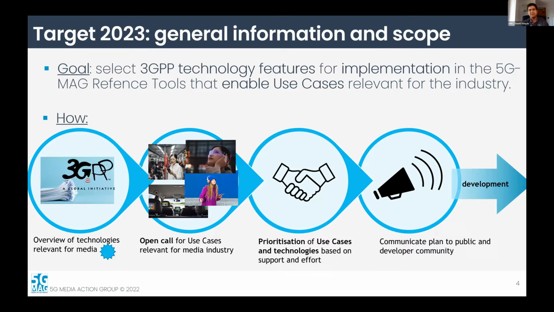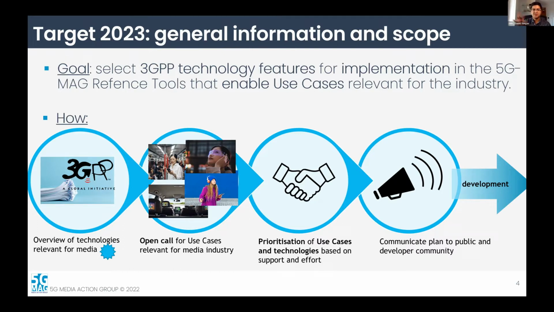I'm going to explain a bit the scope and what the steps are. The goal we have now is to select 3GPP technology features to implement in the 5G-MAG reference tools that enable use cases that are relevant for the industry. So how are we going to do this? Today we have an overview of 3GPP technologies that are relevant for media. After this call, we are going to open a call for use cases, and this is going to be open to everyone. All this process will be open.